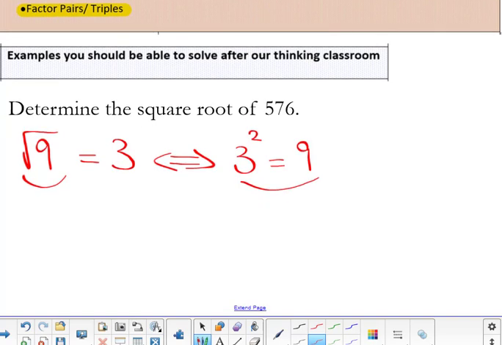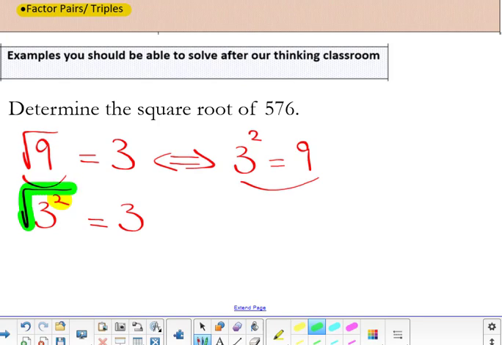Now, if I wrote down the square root of 3 to the power of 2, what would you say that was? Well, of course, that's just the same as the square root of 9, which is equal to 3. Now that's interesting because what we notice here is that we've got two operations going on. We've got squaring, which is 3 times 3, and then the other operation is taking the square root. Now the interesting thing about squaring and taking the square root is that these are what we call inverse operations.